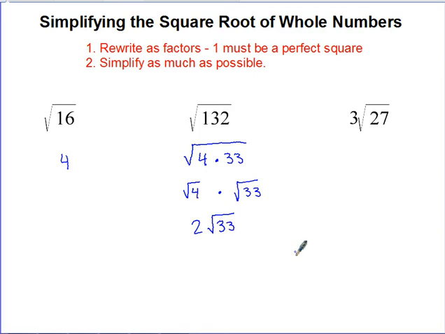Then the only other thing that you have to check is, is there any other number that I could divide 33 by? Could I break 33 apart? Well, 1 times 33, but neither of those are perfect squares, and 3 times 11, but neither of those are perfect squares. So when there's no factor that's a perfect square, that's your final answer.